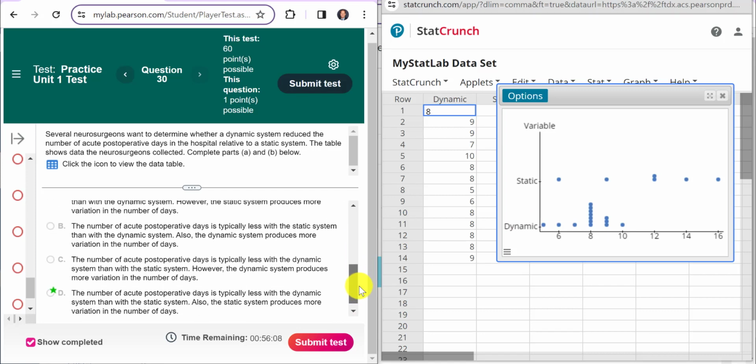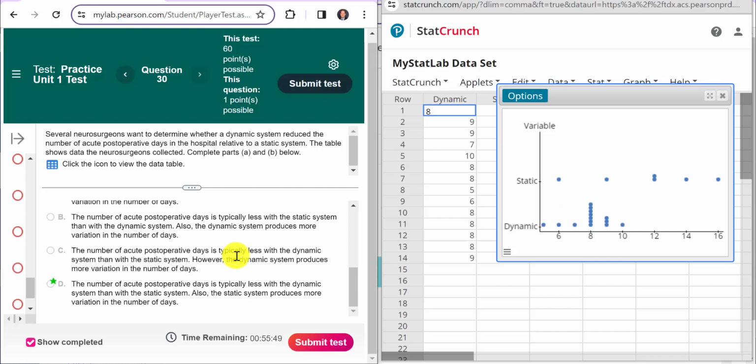Then it says interpret it. It says the number of acute postoperative days is typically less with the dynamic system than with the static one. Also, static produces more variation. So obviously this has more spread, and the average would be higher. So this is less spread and it's lower. The dynamic has a lower number of days.